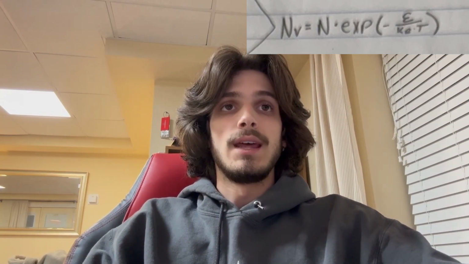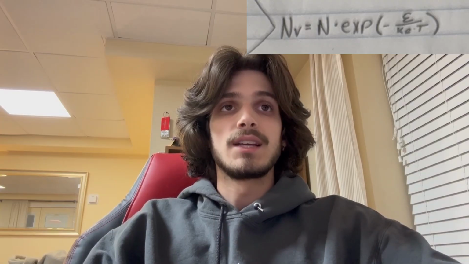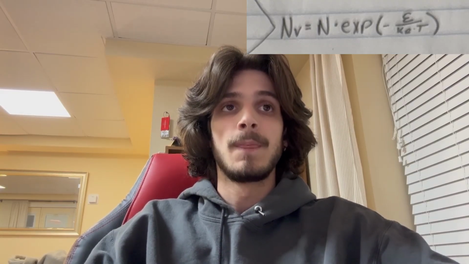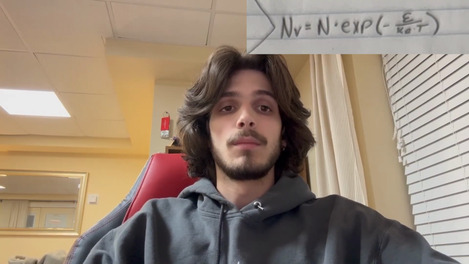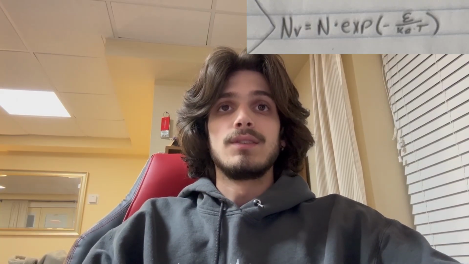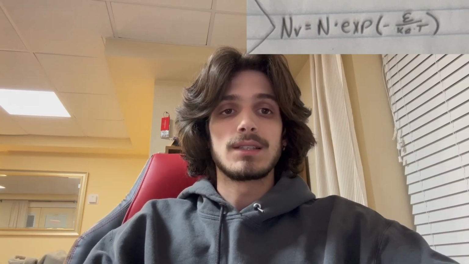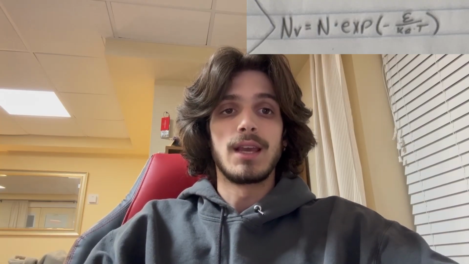My name is Kylan McSweeney, and I'm going to be comparing the total vacancies in aluminum and steel. To calculate total vacancies, we use the equation NV equals N times the exponential of negative E over KB times T, where NV is the total number of vacancies, N is the vacancy concentration, E is the formation energy, KB is Boltzmann's constant, and T is the temperature in kelvins.